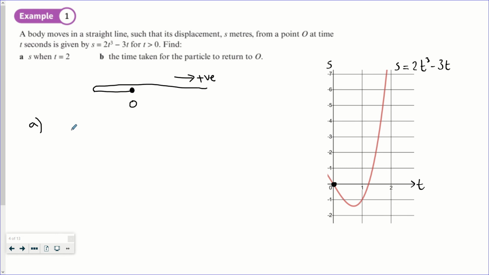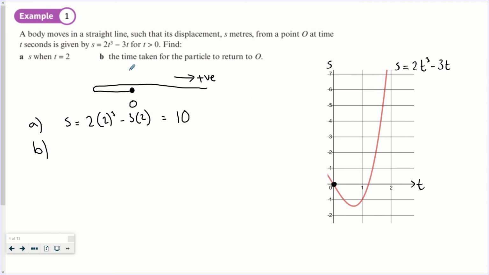So in part A, we're asked to find s when t equals 2. So this is just substitution. All we're going to do is substitute t equals 2 into this equation. So 2 times 2 cubed minus 3 times 2. And we can work out what that is. And we find that that's equal to 10. So the displacement is 10 from the origin, and it's plus 10, which means it's actually to the right of the origin if that's our positive direction. So we're somewhere up here on the displacement time curve.